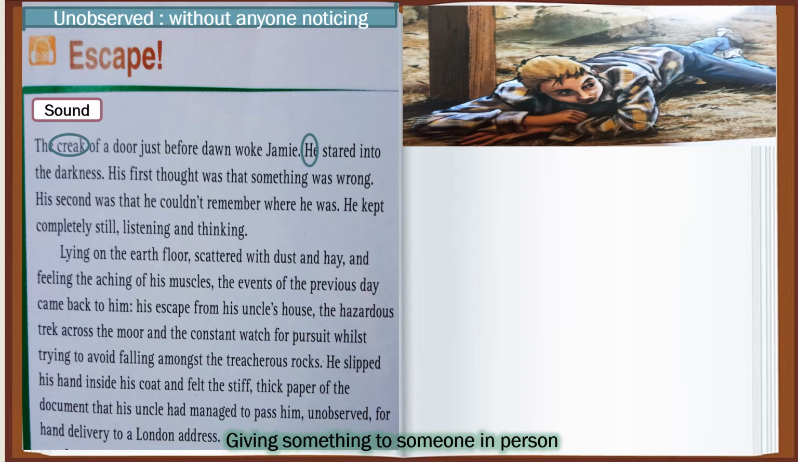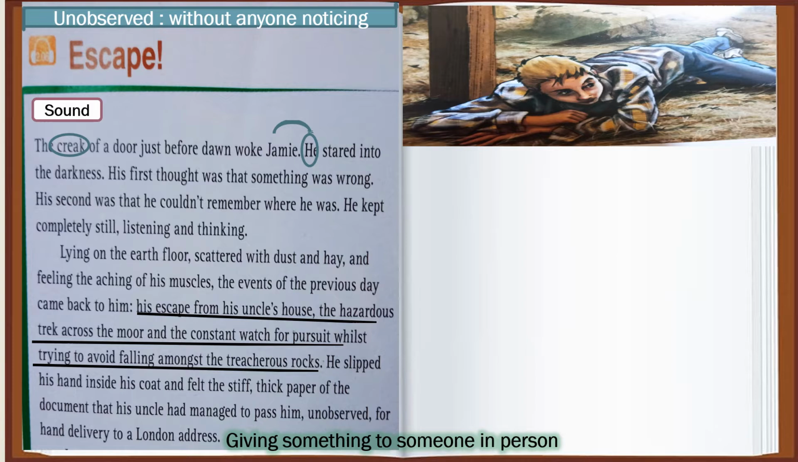So if I ask you, what could he remember? Excellent. The first thing, his escape from his uncle's house. Then the dangerous trip across the moor يعني رحلة الخطيرة اللي كانت في الأرض الواسعة, and some people were following him in order to take the document that his uncle gave him. The last thing that he remembered, excellent, was that he was trying to avoid falling amongst the treacherous rocks.